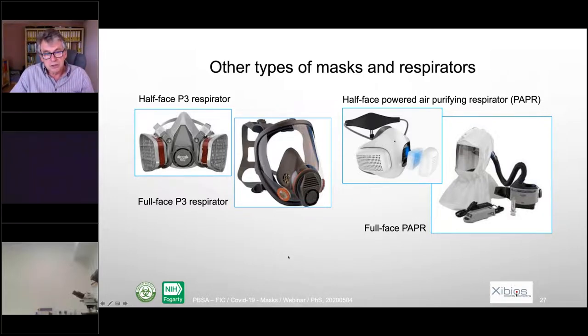So in general, those masks, those respirators are used to protect from a number of chemicals. But if you have HEPA filters among those filters, in that case, they will also protect from infectious aerosols. And in that case, the filter you need is P3. So in that case, they are also good for biological protection, I would say. The two on the right hand side are what we call powered air purifying respirators, PAPR. This one is half face, the second one is full face.